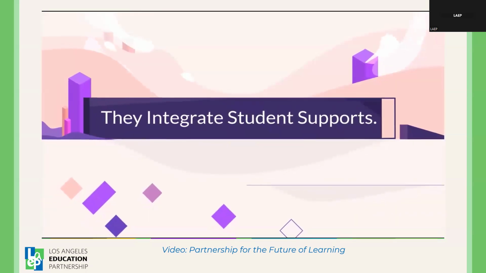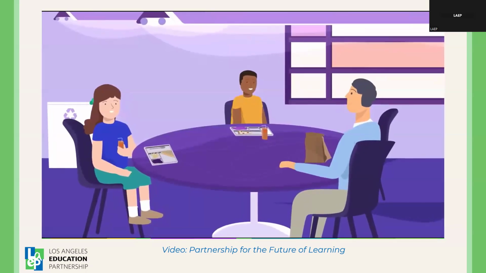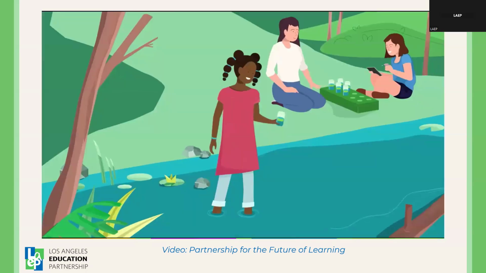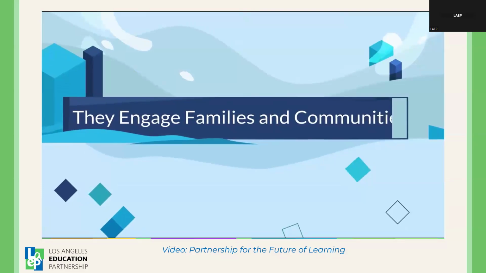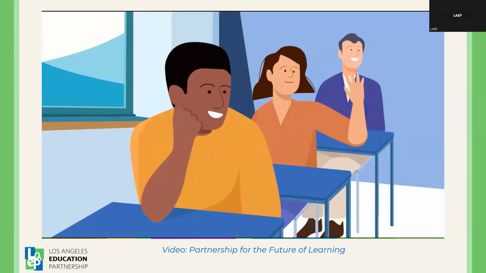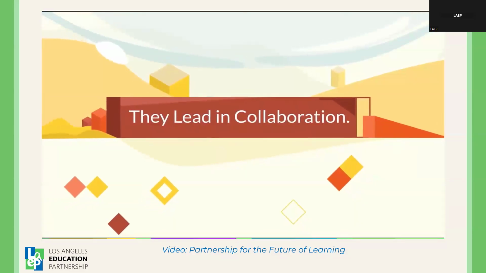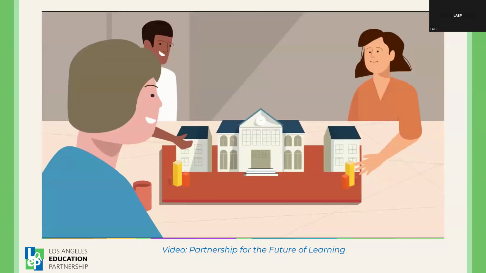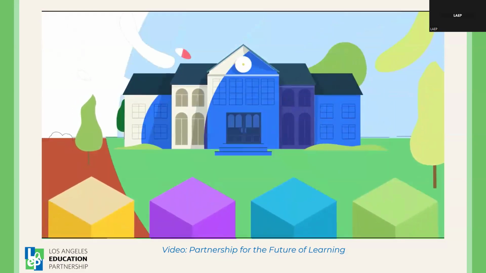They integrate student supports. Clinics, counselors, and other services ensure each and every student is ready to learn. They expand and enrich learning. Extended school days, summer programs, and real-world experiences help students reach their full potential. They engage families and communities. Partnering with residents to identify and meet community needs makes everyone feel safe, welcome, and involved in school. They lead in collaboration. Inclusive decision-making and peer learning builds trust among students, educators, families, and communities. When a school stands on these four pillars, it's a community school.